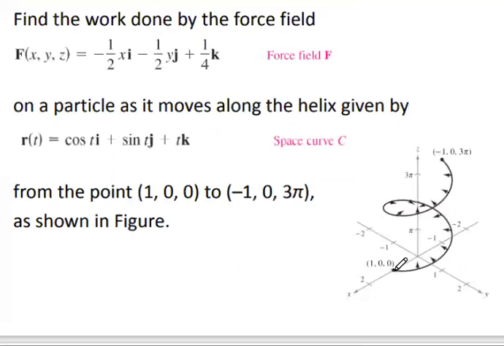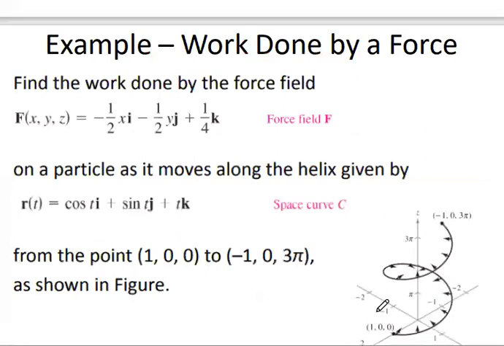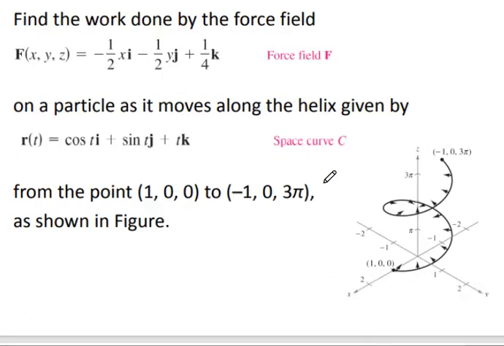So I will move this particle. This is your famous helix curve, right? I will move a particle from this point to that point along this helix curve. I know the vector field here. This is the force field acting on the object. If I move this object along this curve, this is the force acting on it. The force field is given, and we know the equation of the path. What is the work done when you move this particle from this point to that point along this curve under this force field?